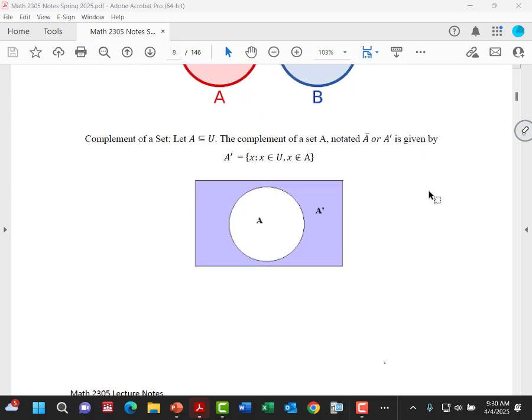The complement of a set is defined to be all of the items that are in a larger universal set that are not in A. Sometimes we write a complement as A with this kind of apostrophe symbol. Sometimes we write it as A with a bar over it. Sometimes I write it with a superscript C to denote complement. All of these are the same notation for the complement of a set. In essence, the complement of A is everything that is not in A.